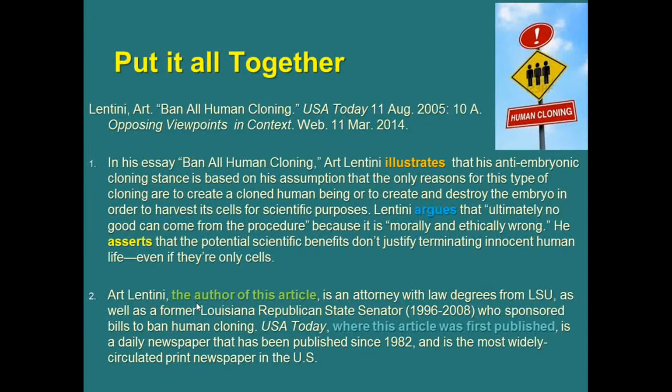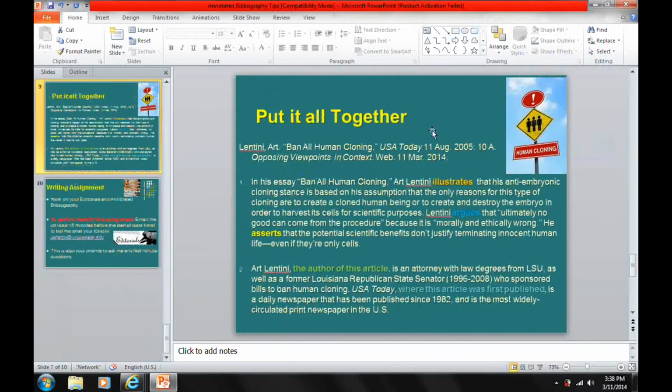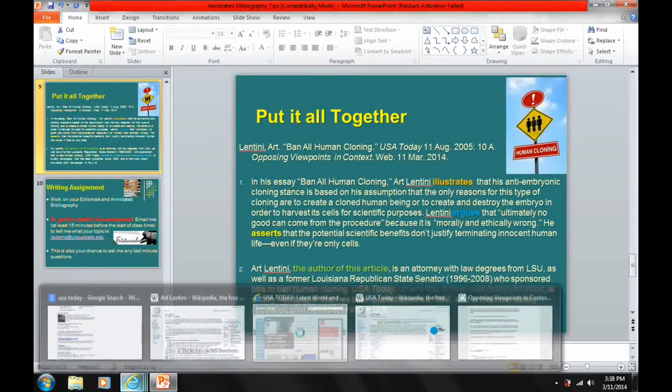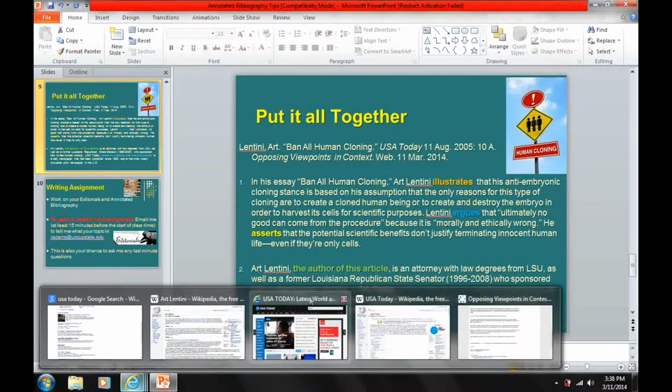So when we put all of this information together, we have our summary with our quote, and then we have our discussion of credibility. Why do we trust this article? So this is what you're doing for your annotated bibliography. Now I want to show you something else that lots of you will find helpful.